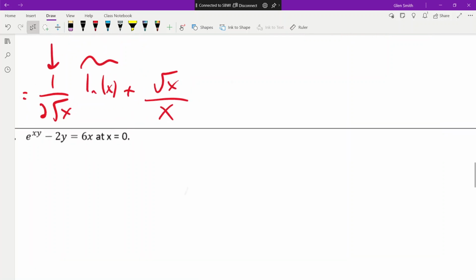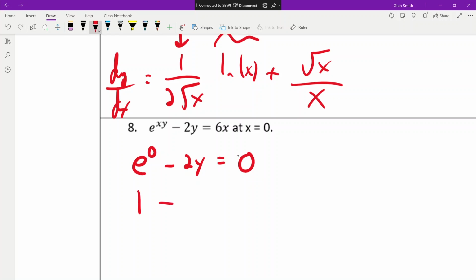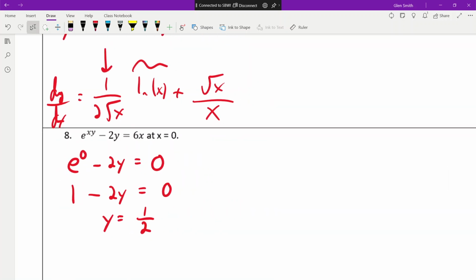All right. Here's number 8. Please stick with me on number 8. So many people miss this because of simple things. All right? If x is 0, I need to find y. Stick with me here. If you plug 0 in, you get e to the 0 minus 2y equals 0. That's not calculus, that's plugging in 0. Here's a fun fact. Anything to the 0 power is 1. So e to the 0 is not 0, which so many of us believe. It's 1. And if you solve that, you get that y is a half.